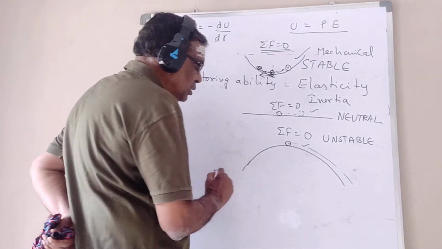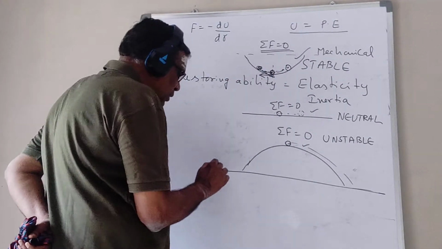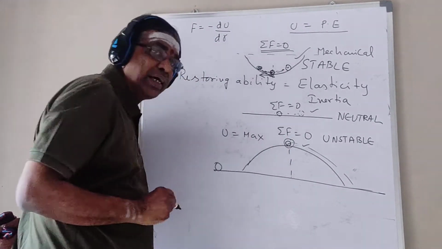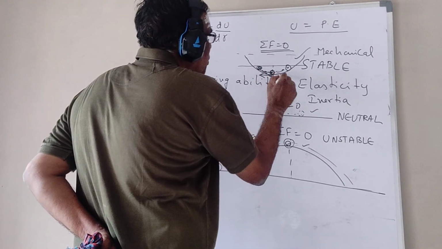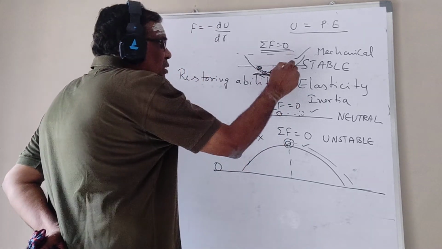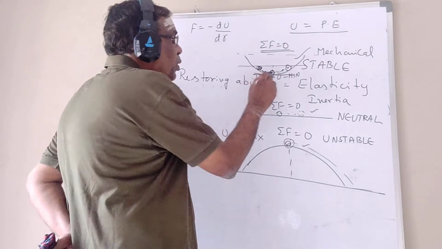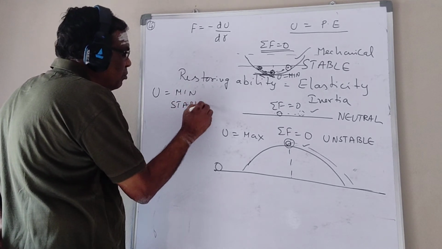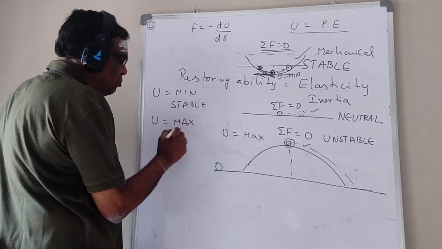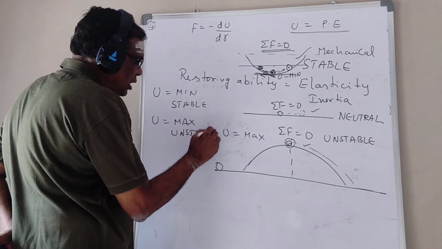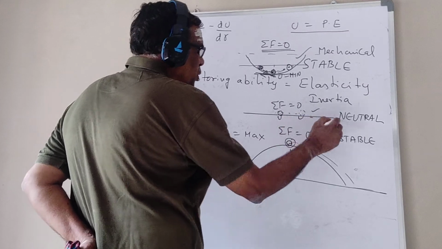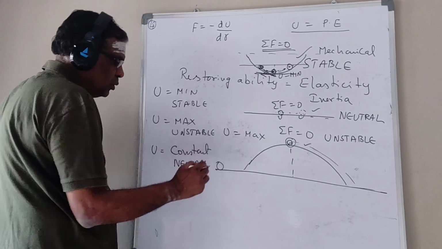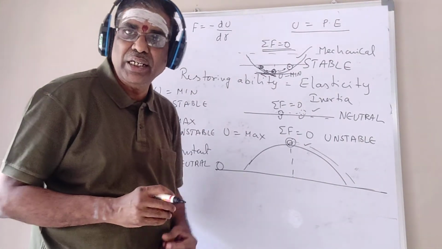Now you see this. If I go by gravity, let me say this is zero potential energy, and this has the highest potential energy. So U is maximum here, and here U is minimum, the lowest point. This is the highest. So when the potential energy is a minimum, you get stable equilibrium. When potential energy is maximum, you get unstable equilibrium. And here U is the same, U is constant. It is neutral equilibrium.